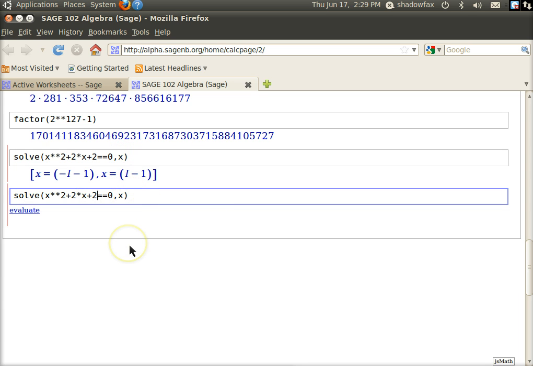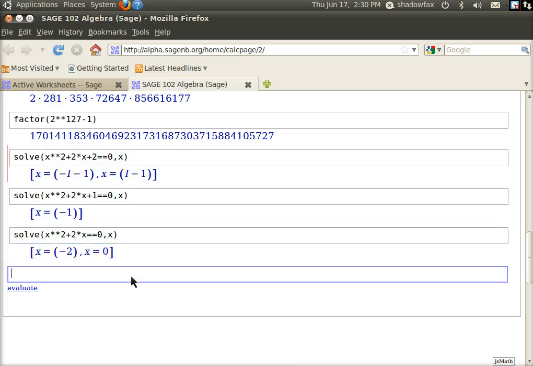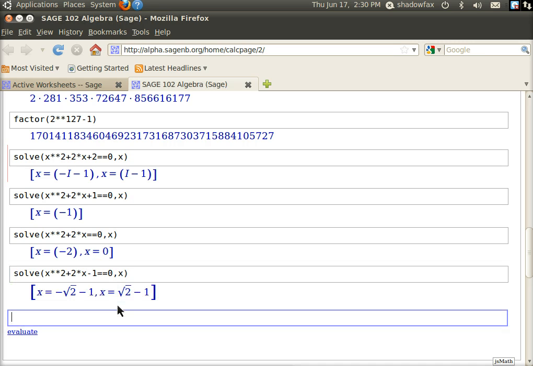And let's make it plus 1. That was real rational equal case, I think. So there was one root. And plus 0, or just get rid of that stuff. That was real rational unequal. And minus 1 was real irrational unequal. Right? Okay, good. That sounds good.